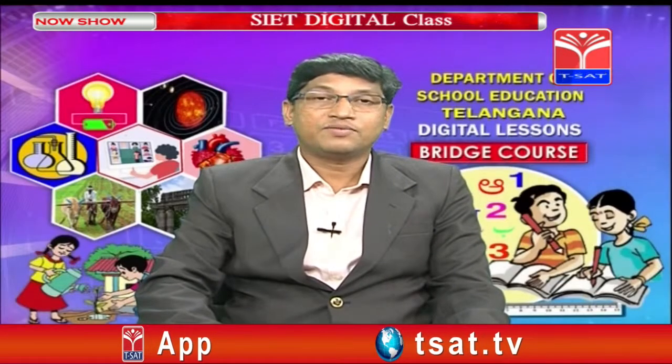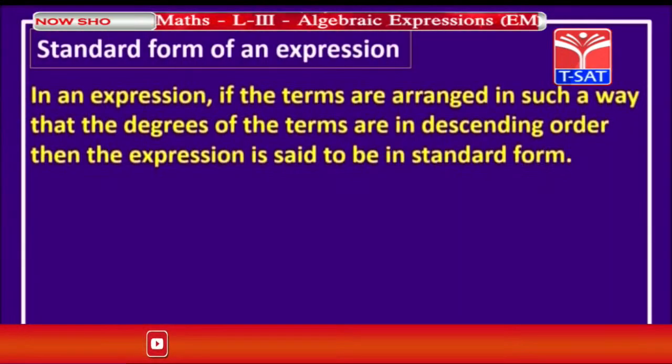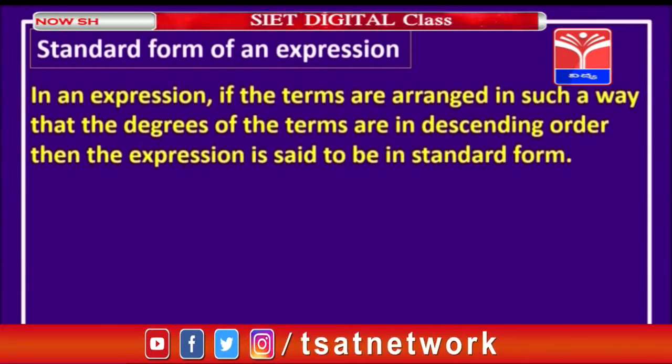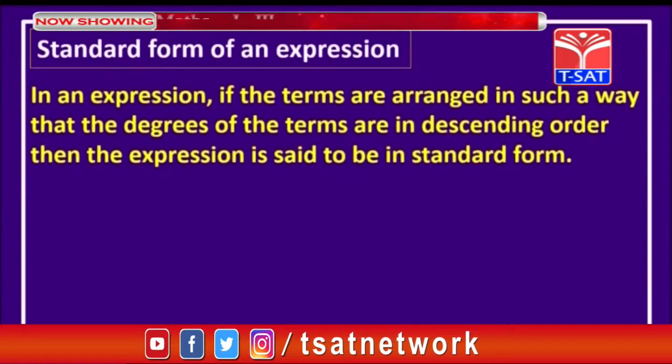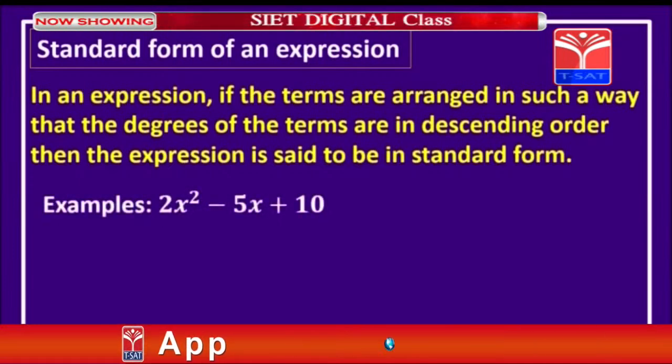So children, now let us see what is meant by the standard form of an algebraic expression. In an expression, if the terms are arranged in such a way that the degrees of the terms are in descending order, then the expression is said to be in standard form. For example, if you consider, children, 2x square minus 5x plus 10.